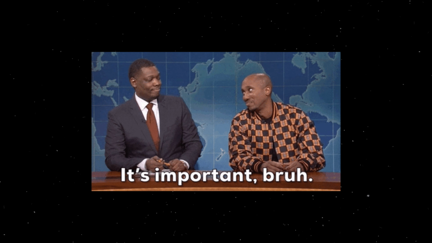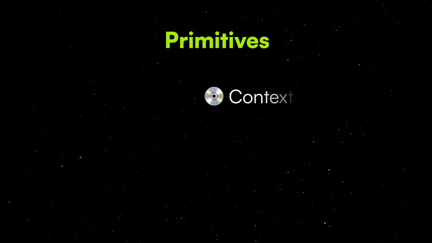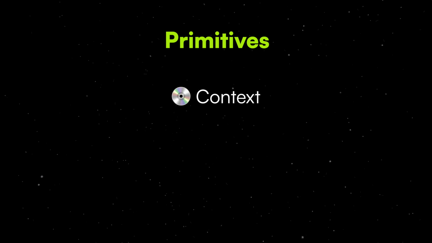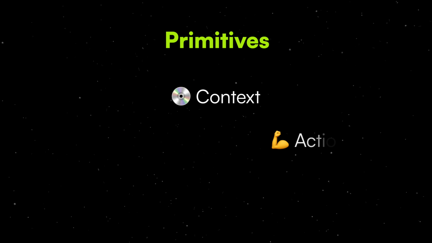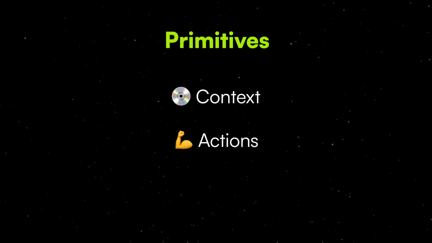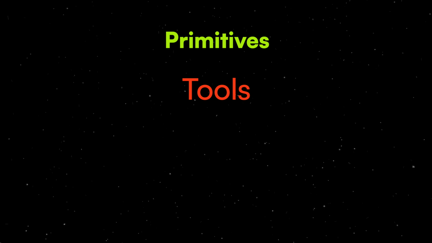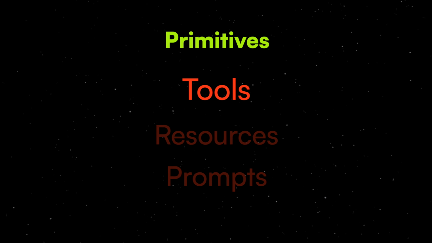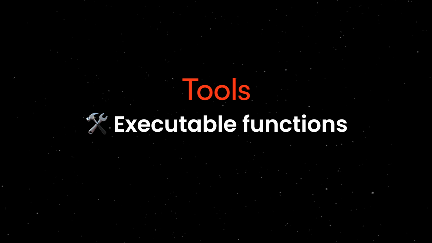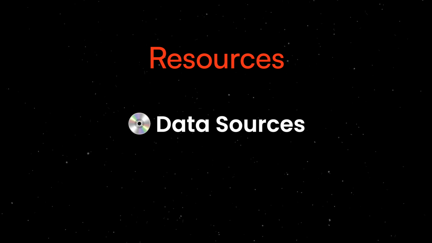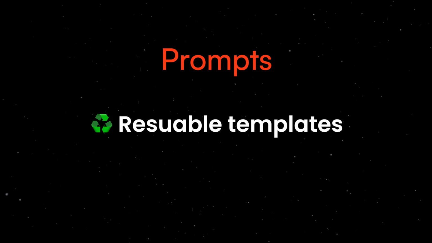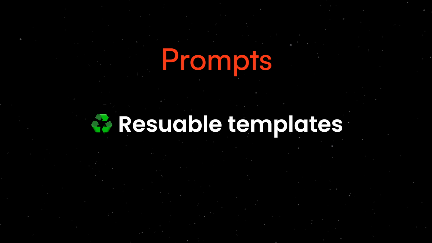The most important concept of MCP is primitives. These primitives specify the type of contextual information that can be shared with AI applications and the range of actions that can be performed. There are three core primitives that a server can expose: tools, resources, and prompts. Tools are executable functions that an AI application can invoke. Resources are data sources that provide contextual information. Prompts are reusable templates that help structure interaction with language models.